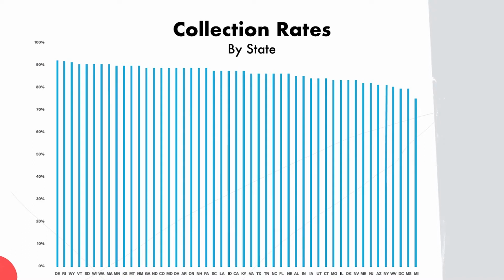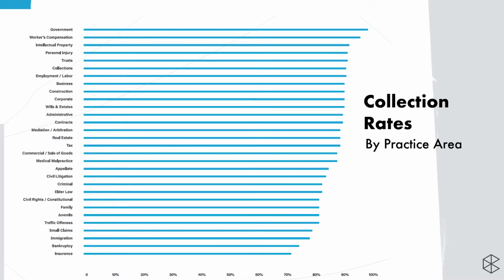Pretty steady across all the states, with Delaware, Rhode Island, and Wyoming at the top, and looks like New York, West Virginia, DC, Mississippi, and Michigan all at the bottom end of the spectrum, but really not a ton of spread between different states. We see some spread, however, in practice areas when we look at collection rates.